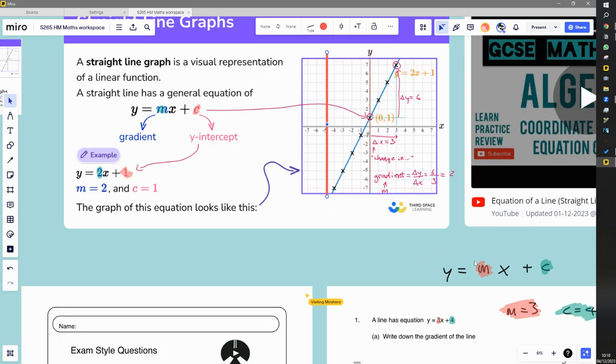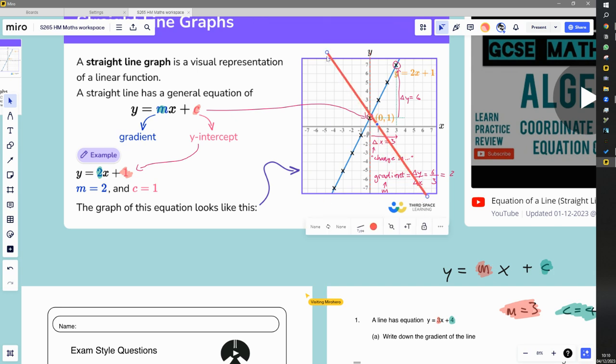You can have a negative gradient. A negative gradient would be when the line goes down like that. And a negative steep gradient, a high negative gradient like -10 would be a steep line down, and a low negative gradient would be a gentle line down. But up is positive, down is negative.